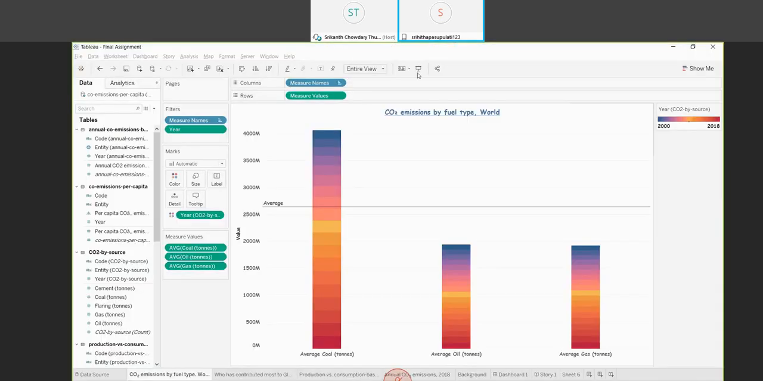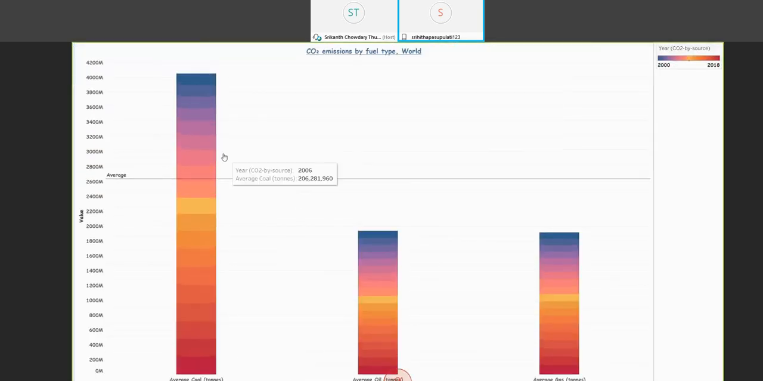And this is our side-by-side bar chart, which is showing the CO2 emissions by fuel type. Here you can observe the different CO2 emission rates for coal, oil, and gas. We have used the filter for the year, and we have also used different colors to make the visualization clear. You can observe from the graph that coal has the highest emission of CO2 when compared to oil and gas, and oil and gas have a similarly equal rate of emission of CO2.